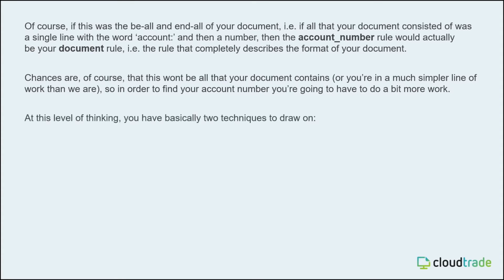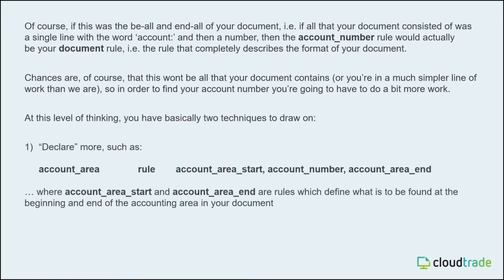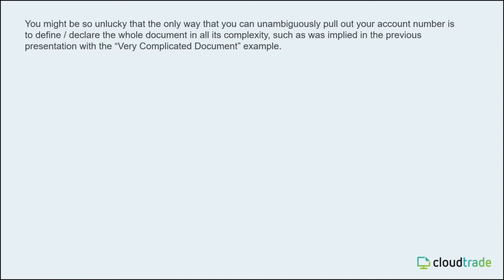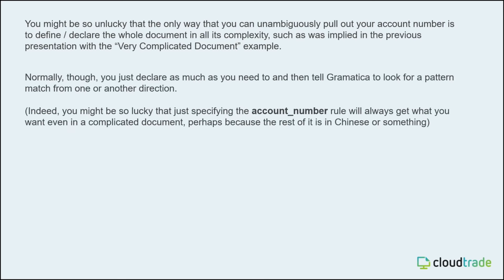At this basic level of thinking, you have two techniques to draw on if you want to increase the complexity. You can define more sophisticated declarative rules, such as for an account area, or you could indicate to Chromatica how to hunt for that particular declarative rule, i.e. go from the top left. You might be so unlucky that the only way you can unambiguously pull out that account number is to declare the whole document in all of its complexity. Normally though, you just declare as much as you need to, which makes it unique within the document, and allow Chromatica to just hunt for that pattern wherever that pattern might occur.